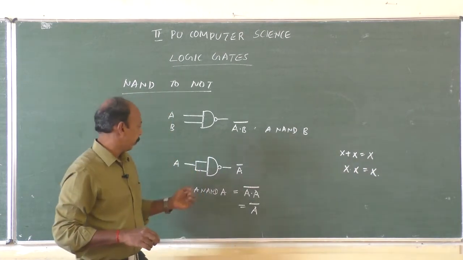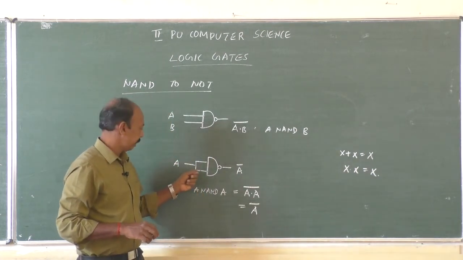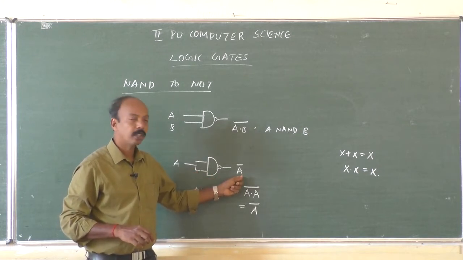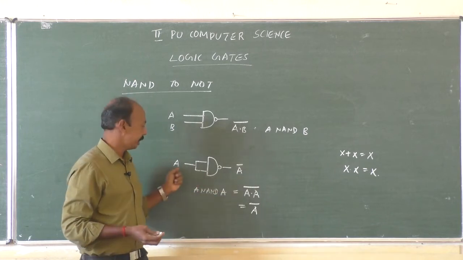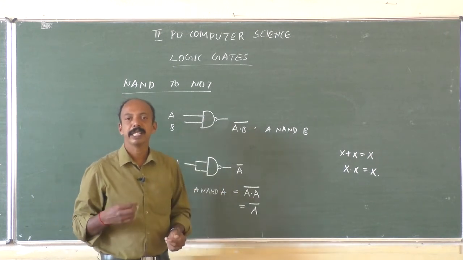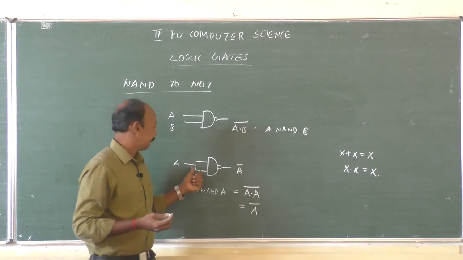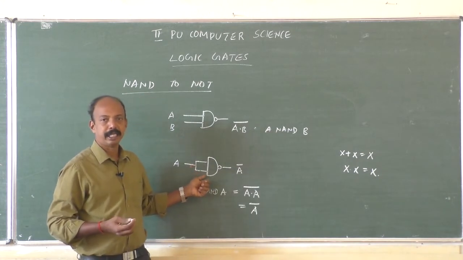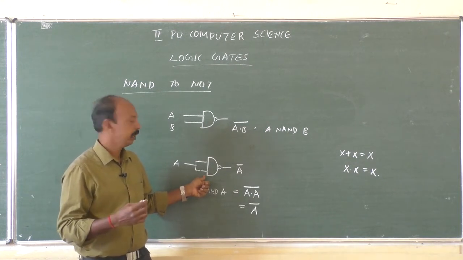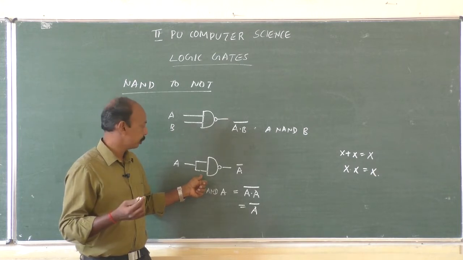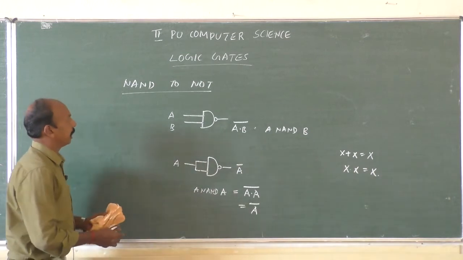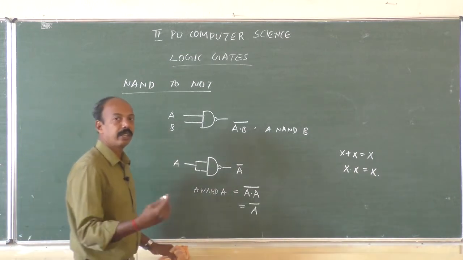So what we can say is, whenever we are feeding the same input to a NAND gate, we are getting an output in the form of complement. If you input A, we will get A bar. If you input B, we will get B bar. If you input X, we will get X bar. But here the same input has to be fed to the NAND gate, because the minimum number of inputs for the NAND gate is 2. More than 2 we can have, but at least 2 inputs we should have here. Okay, that's about NAND to NOT: how to get the NOT gate from the NAND gate.